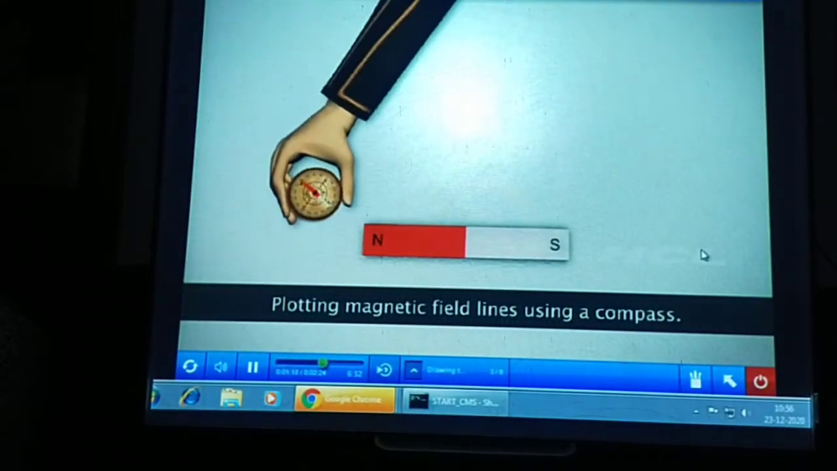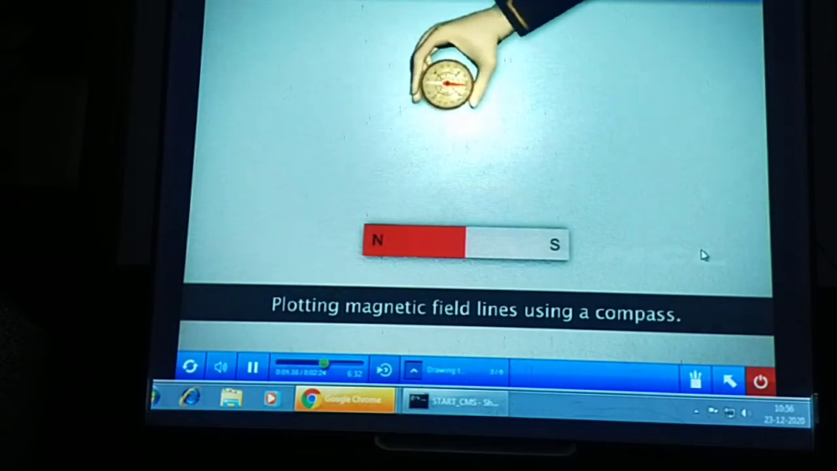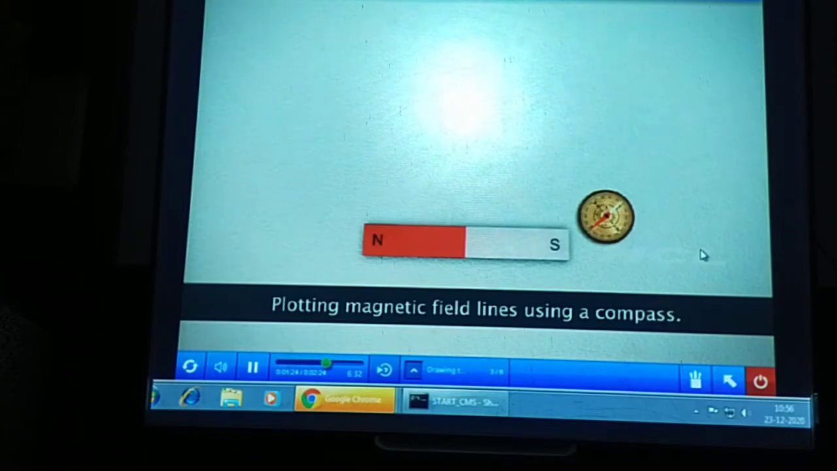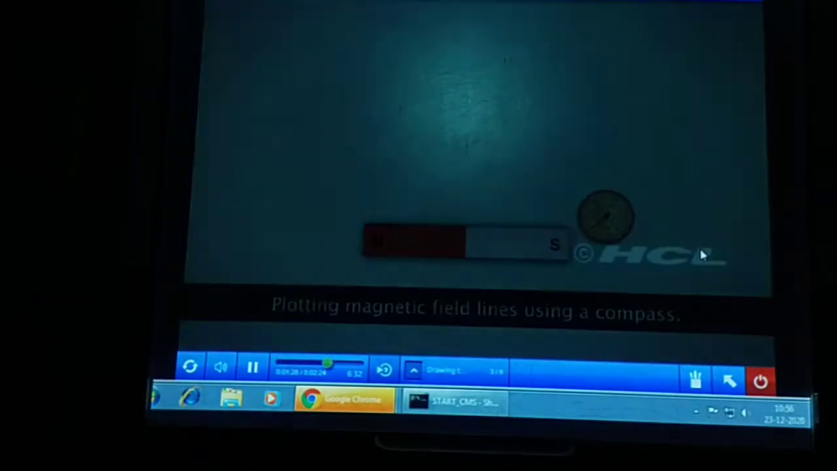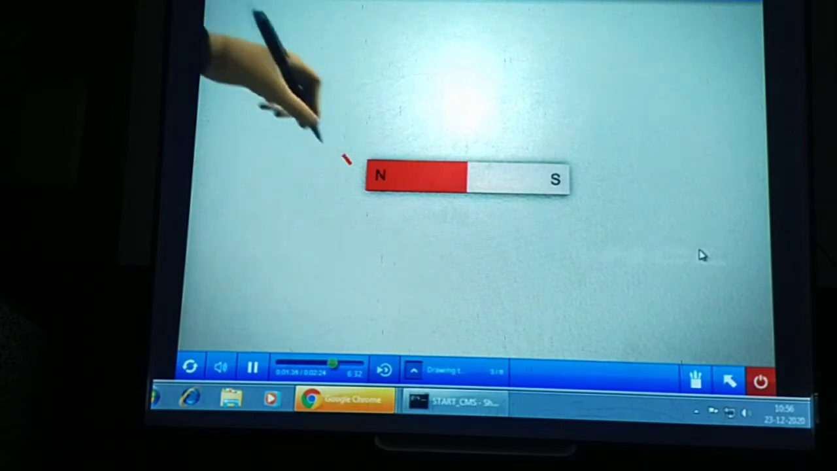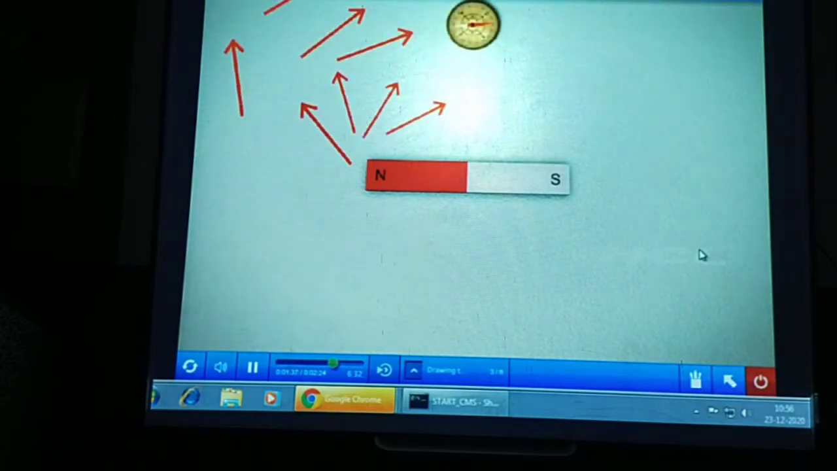Alternatively, you can move the compass from the north pole of the bar magnet to the south pole, and in the process map the deflection of the compass needle. Keep the south pole of the compass pointing towards the north pole of the magnet. Plot both the points. Plot similar points from the north end of the bar magnet to the south end.